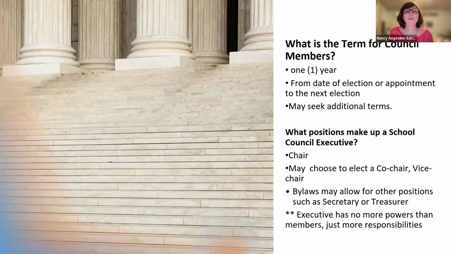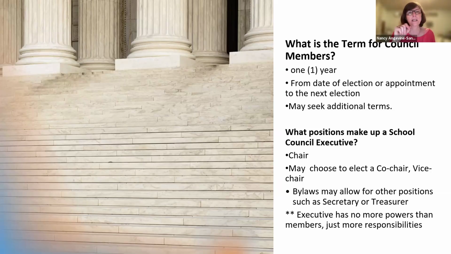What is the term? Well, the term for each school council member is 1 year. It runs from the date that you were elected until the date of the next election. Now, elected or appointed, I should say. If during the year you have some vacancies and you're going to fill those vacancies through appointments, that term still runs until the next election. It doesn't run a year from when they were appointed. It runs until the September or early October of the next year.